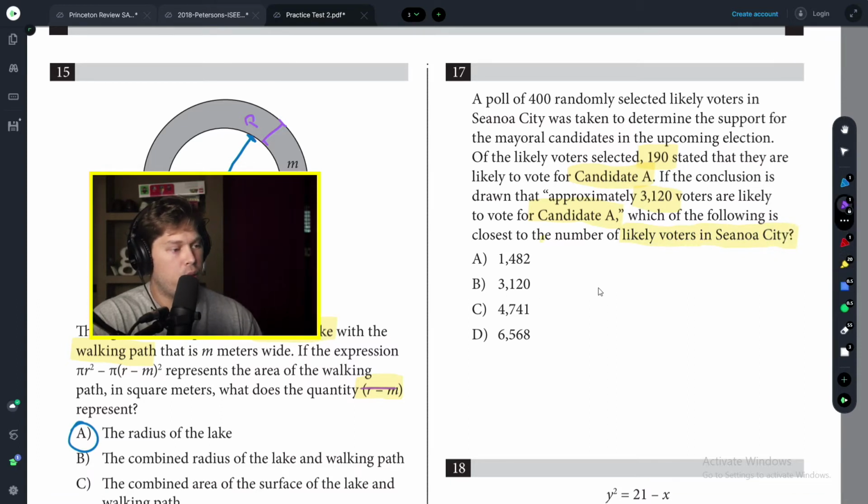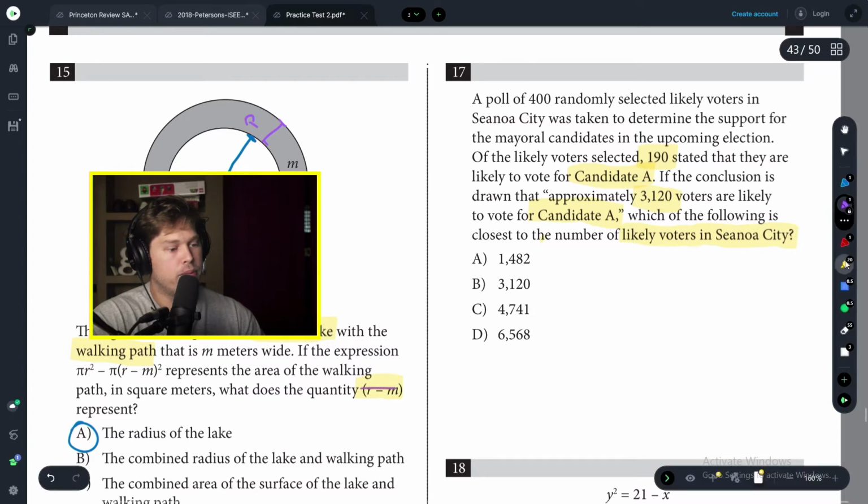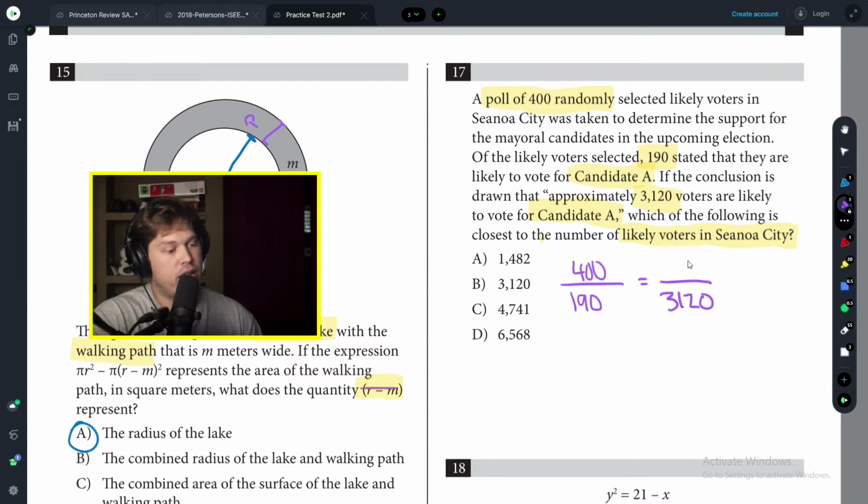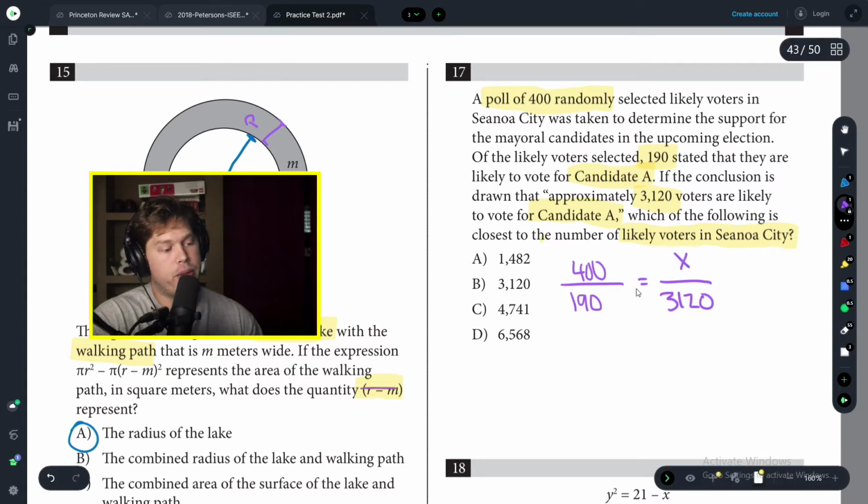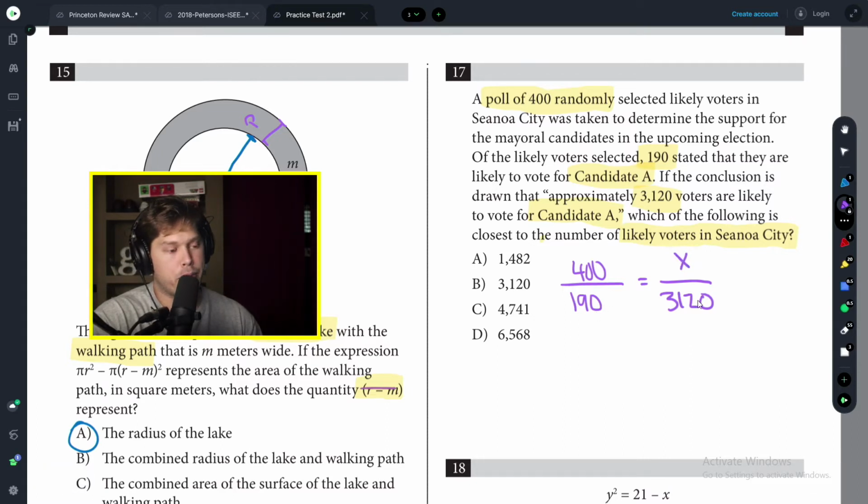So we're told that there is a poll. There is a poll of 400 people. And in that poll, 190 chose candidate A. And we're told that that tells us that approximately candidate A will have 3,120 votes. And we're asked how many voters there will be. So here we can just set up our proportion. Again, this is the calculator section, so you can use your calculator.